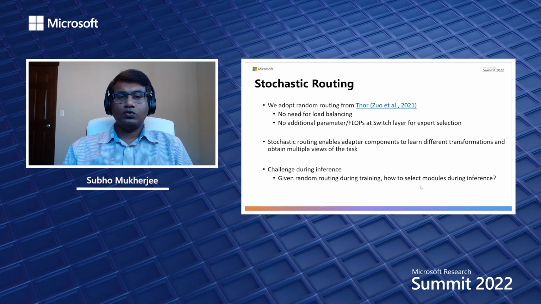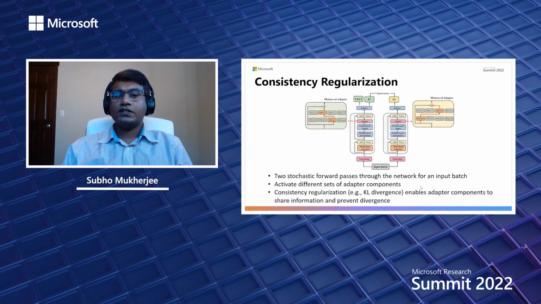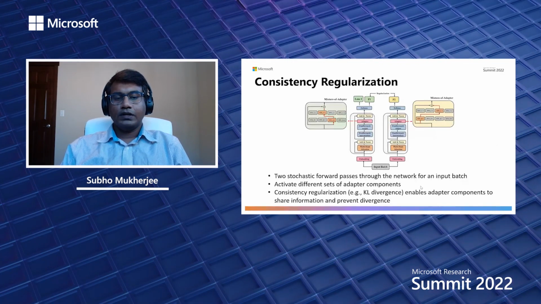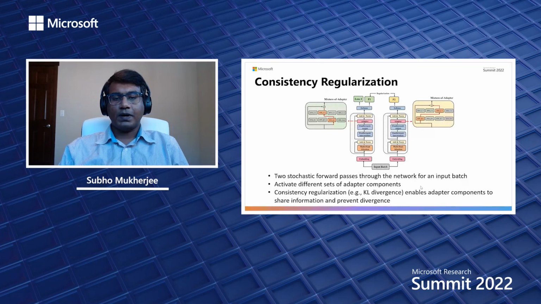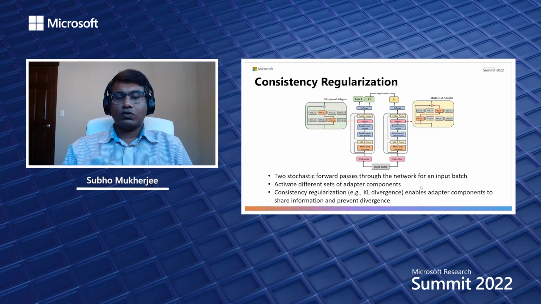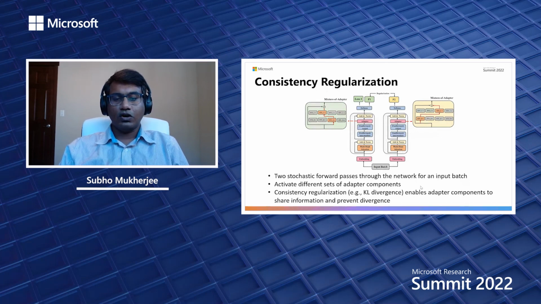AdaMix resolves this with two key contributions. The first is consistency regularization. Here, we perform two stochastic forward passes through the network for every input batch, which activates different sets of adapter modules. We leverage consistency regularization on the module output, which enables the adapter components to share information and prevent divergence.